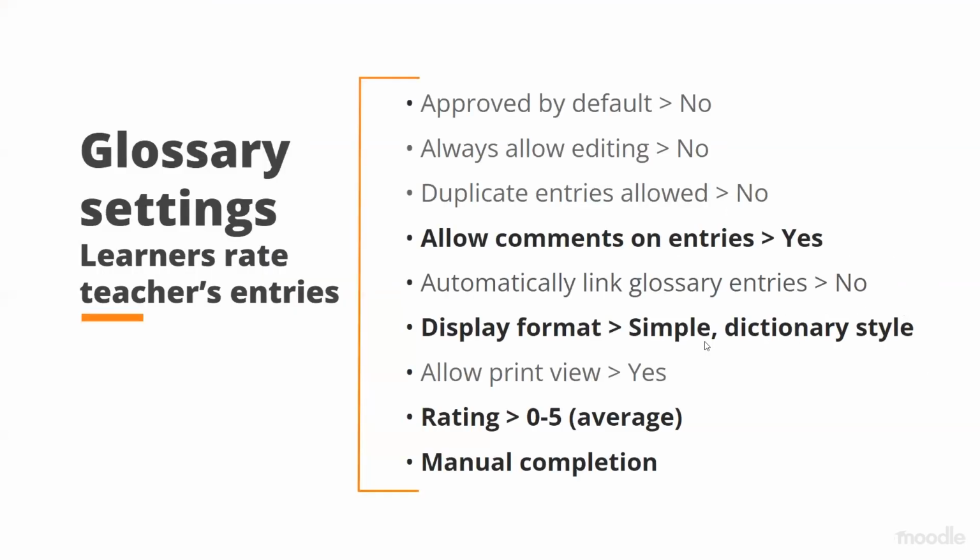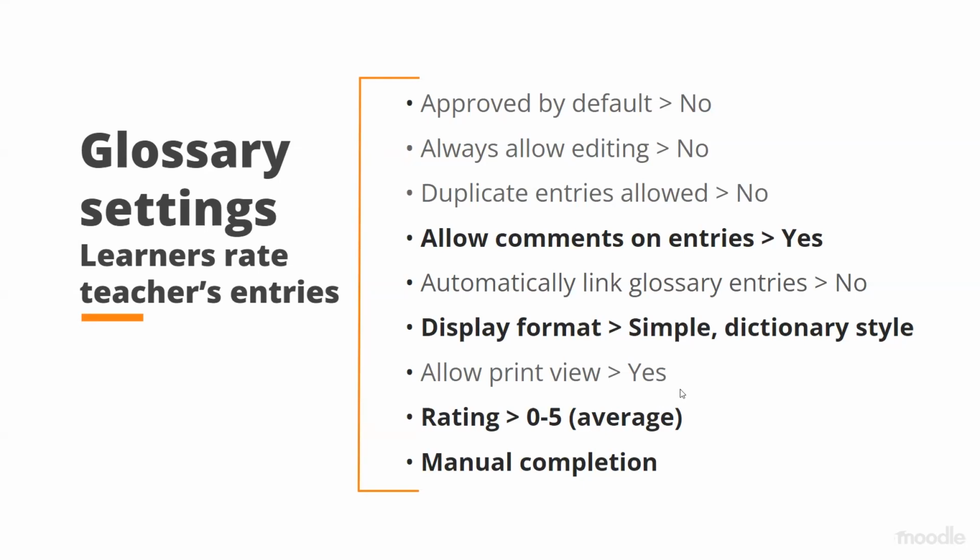Now, in this example that we will see, there are just 4 important settings. The ability for learners to make comments, the display format that is simple dictionary style, the ratings that use a numerical scale 0 to 5 and the average aggregation, and of course, the manual completion. The rest of the settings don't really affect the concept of this activity.